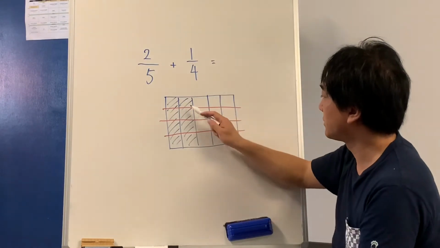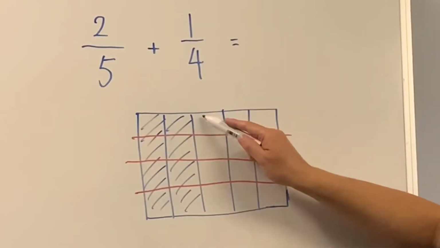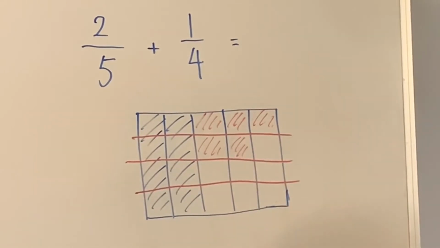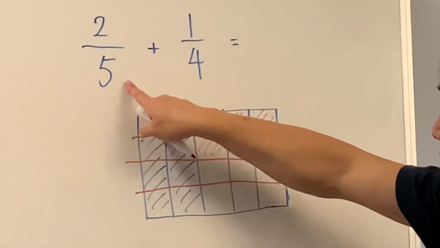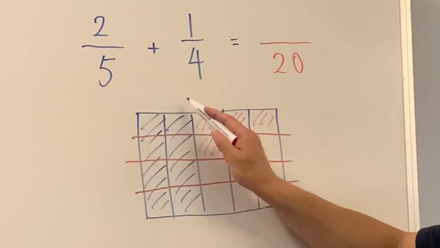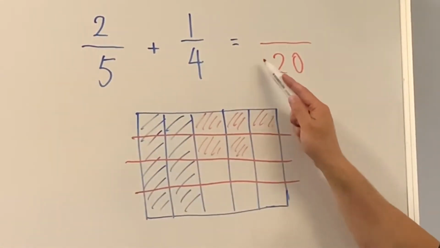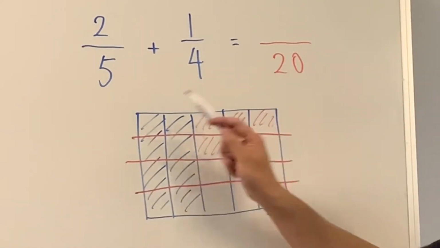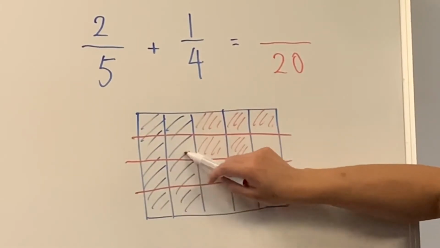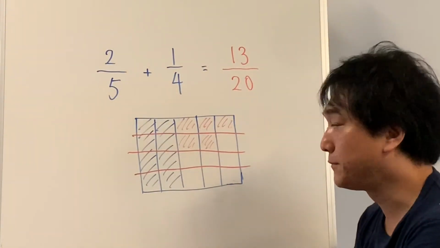I need 1/4, so 1/4 is the 5 pieces I have to take, so I'm going to take 5 pieces. 2, 3, 4, 5. Now, maybe you have realized the answer should be 20ths. You can see 5 columns and the 4 rows will make 20ths of the cake. I have 1, 2, 3, 4, 5, 6, 7, 8, 9, 10, 11, 12, 13 20ths is the answer.